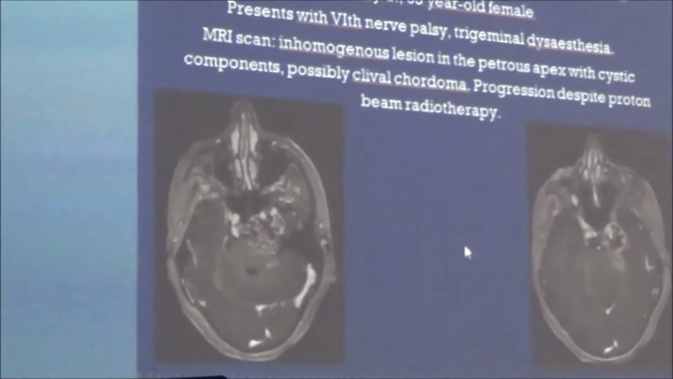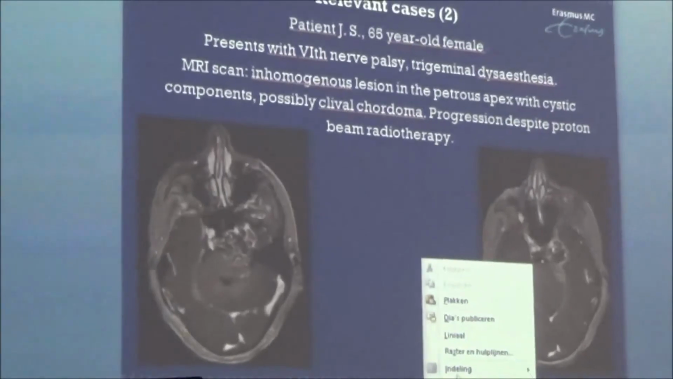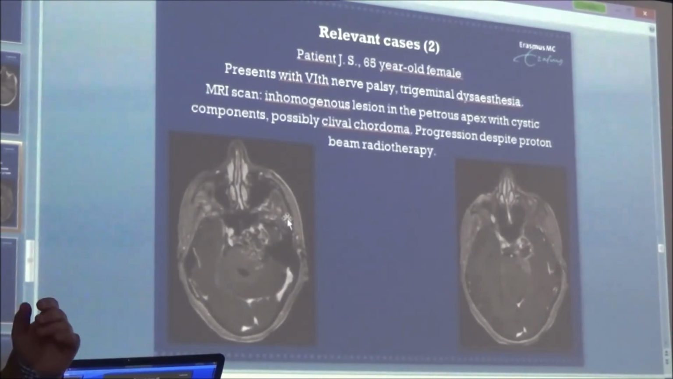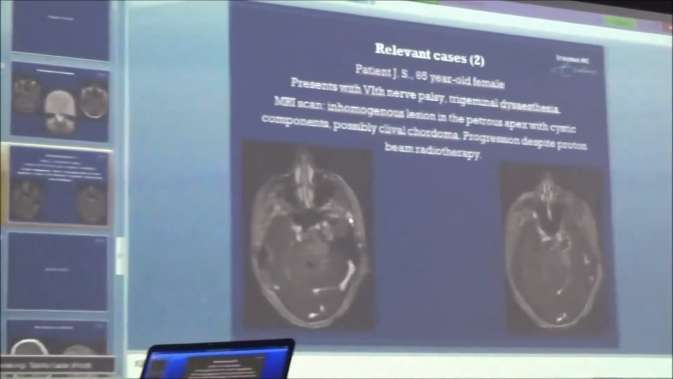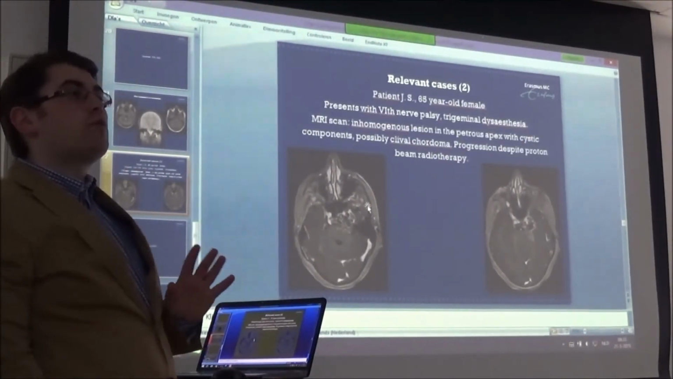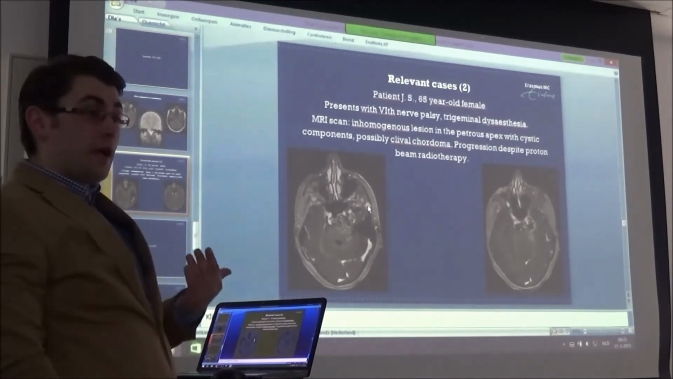This is a case of a woman who was 65, who had a sixth nerve palsy and trigeminal dysesthesia, and there was an inhomogeneous lesion in the petrous apex with cystic components, likely a chordoma. She said, okay, I don't want to be operated, I want to have proton beam radiotherapy. That's an option, even better than gamma knife. It was a chordoma. We thought it was benign. It looked benign on the first scan.